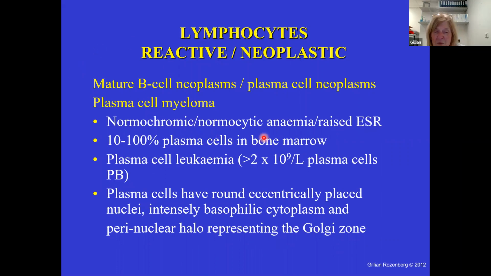So they have a normochromic normocytic anemia, and a raised ESR, very important to note the raised ESR. Depending on where they aspirate, they can have between 10 and 100% plasma cells in the bone marrow, so it's a very patchy disease. Plasma cell leukemia is usually the terminal stage of plasma cell myeloma. And to have plasma cell leukemia, you have to have more than 2 by 10 to the 9th plasma cells in the peripheral blood. So these plasma cells have round, eccentrically placed nuclei, intensely basophilic cytoplasm, and a perinuclear halo representing the Golgi zone.